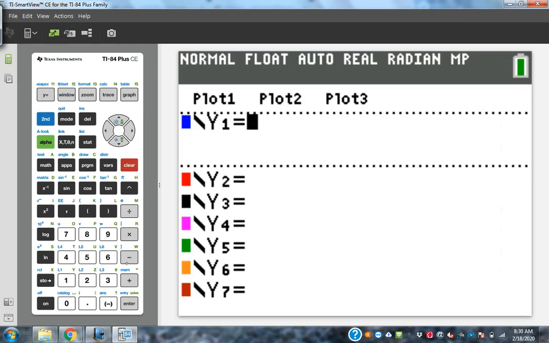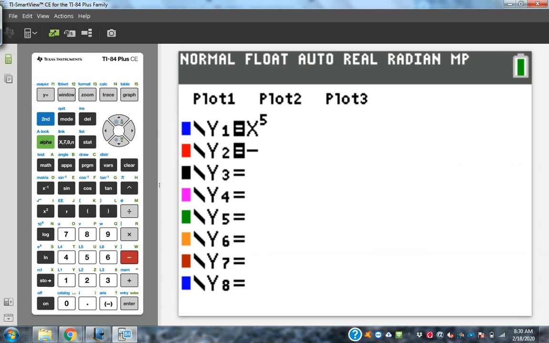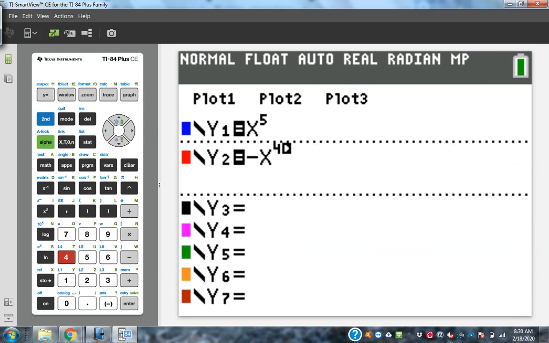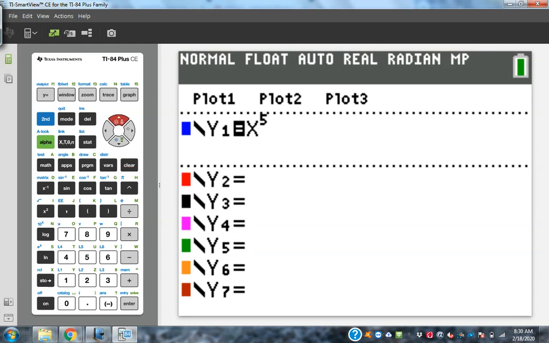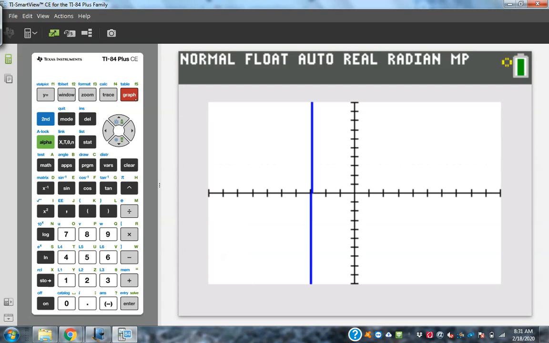Go to y equals, clear that other one out. Go x raised to the 5th power minus x raised to the 4th power minus 4x raised to the 3rd plus 8x squared minus 32x plus 48. All right, some interesting things happening here.